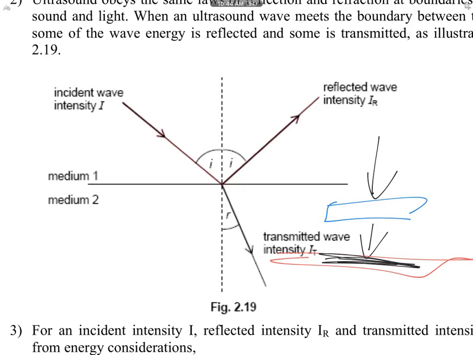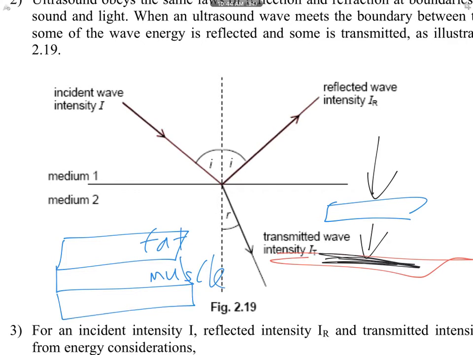For ultrasound, if you have your body medium like this, you've got different boundaries. So let's say this is fat, this is muscle, and this is bone. What the ultrasound does is, at every boundary, that means at this boundary between fat and muscle, when the ultrasound reaches it, you want a bit to be reflected. Then it continues, and at the boundary between muscle and bone, again another bit is reflected. So we actually rely on the amount reflected here to give you an image of what's happening inside your body.